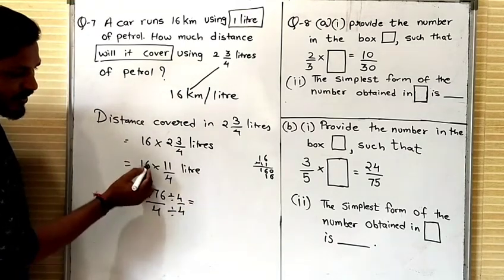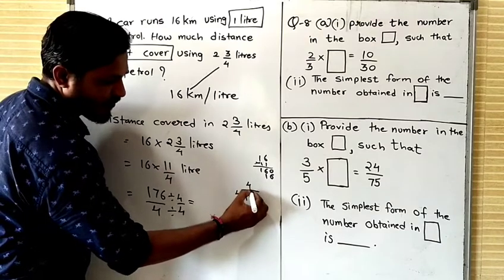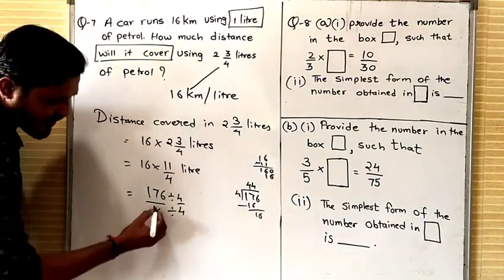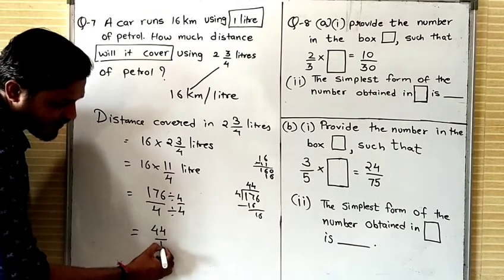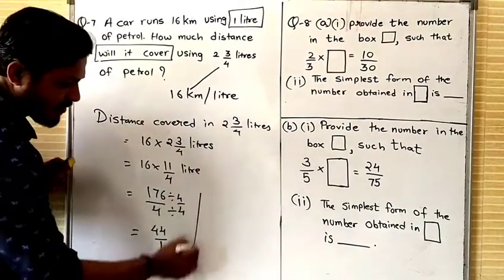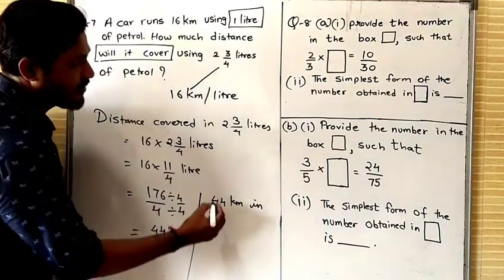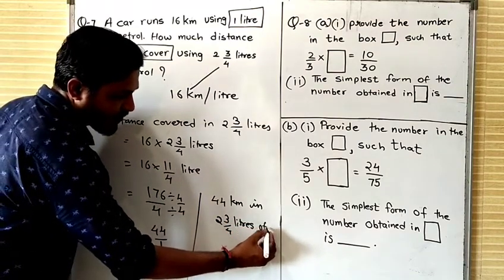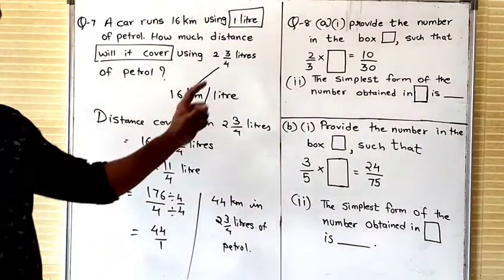How I found? Because see, direct cancellation is possible. So divide 176 by 4. 4 4s are 16, 4 4s are 16. So here you are getting, while dividing, 44 by 1. So dear student, it used to run 44 kilometer in 2 integer 3/4 liter of petrol. Let's do the next question.